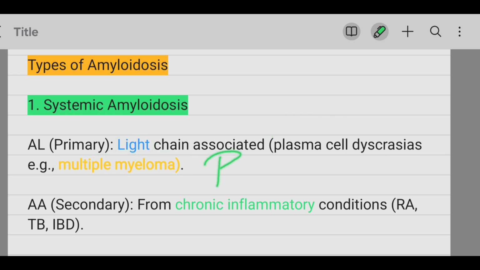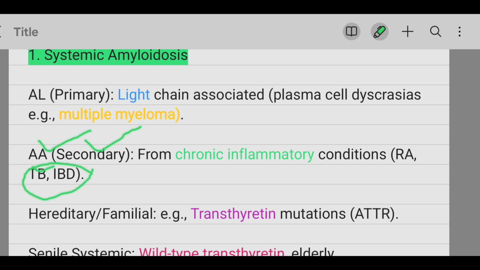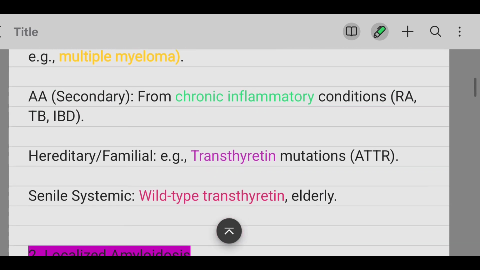monoclonal immunoglobulins, that are paraproteins, deposit in the different parts of the body and lead to this primary amyloidosis, that is AL amyloidosis or light chain amyloidosis. Then we have secondary form, that is AA amyloidosis. It is seen in chronic inflammatory conditions like rheumatoid arthritis, and actually this amyloid is acute phase reactant that is seen in these chronic inflammatory disorders like TB, IBD, rheumatoid arthritis or any other chronic illnesses.